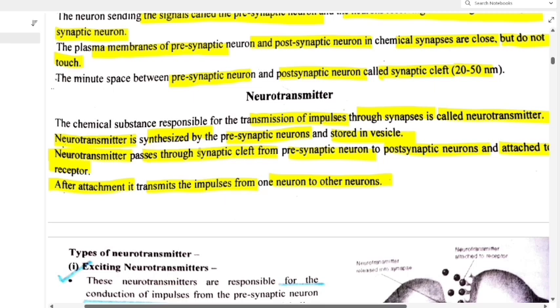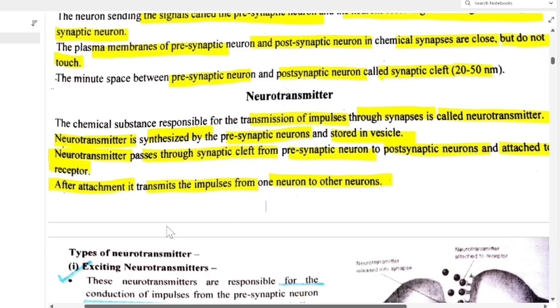We were studying in the last topic that presynaptic and postsynaptic neurons are present. Basically, the neurotransmitter is synthesized by presynaptic neurons and stored in the vesicles. Now how will it work? The neurotransmitter passes through the synaptic cleft, the gap between presynaptic and postsynaptic neurons, and attaches to the receptor. After attachment, it transmits the impulses from one neuron to another. Hope it is clear now.